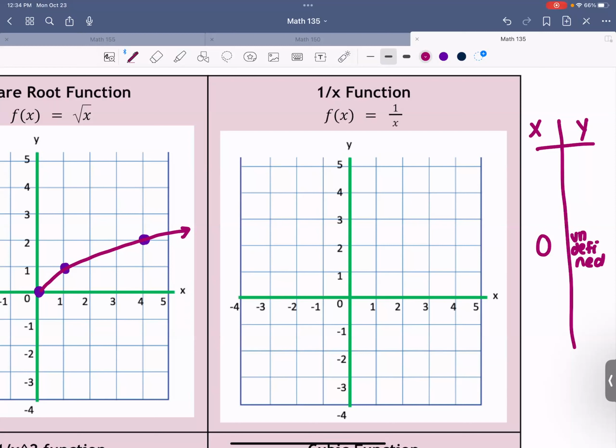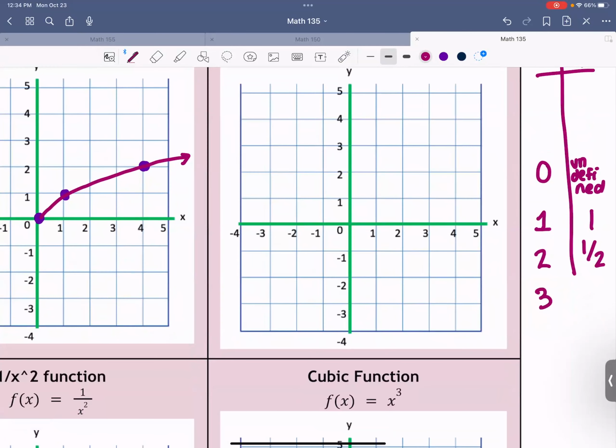All right, let's do when x is 1. What's 1 over 1? 1. When x is 2, what's 1 over 2? 1/2. Okay, and I guess when x is 3, we have a third. And when x is 4, we get a fourth, and then a fifth, and a sixth, and a seventh, and an eighth.